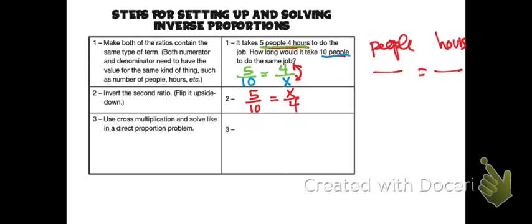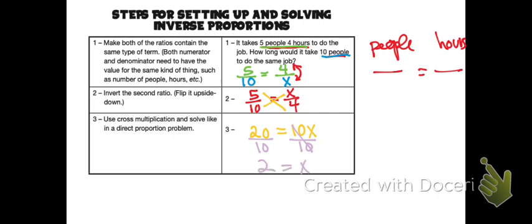Now we solve. When you're solving a proportion, you cross multiply. So 5 times 4 is 20. 10 times x is 10x. And then you solve this. So if I'm solving this, I'm going to undo the multiplying by 10 by dividing by 10. And I get x equals 2.